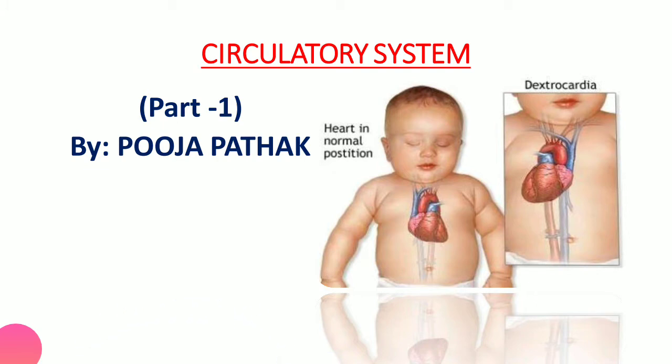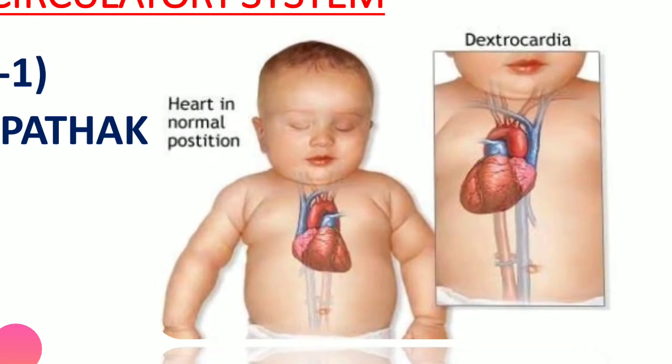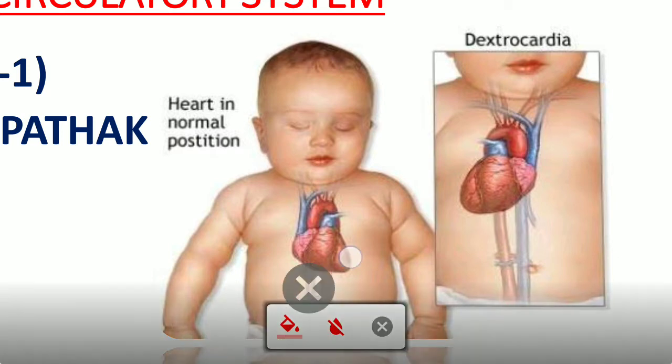Okay, so let's start. First of all, I would like to introduce one new term to you all. If you know it, just recall it. What is the position of our heart? It is located in between the two lungs, in the cavity called the mediastinum. The apex part, where the ventricle chambers are, is a little bit tilted towards the left side.